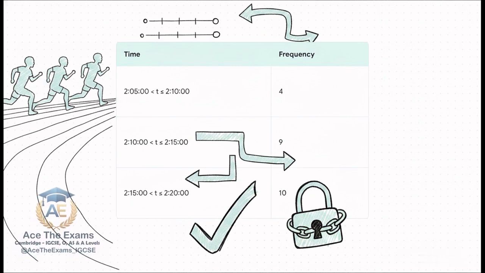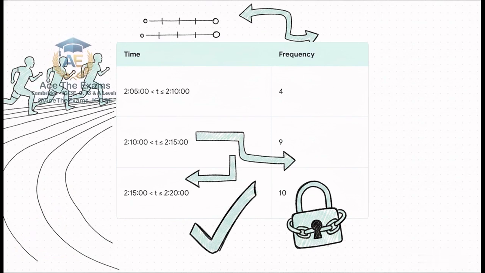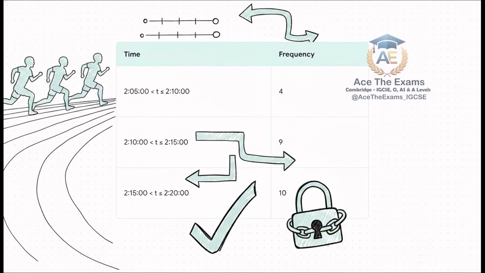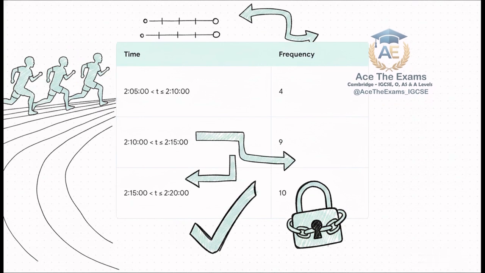Think about it. If a runner finishes at exactly the 2:10:00 mark, they fall neatly into that first group, not the second one, because the second group requires a time greater than 2:10:00. It's a perfect airtight sorting system that ensures no data point gets counted twice or left behind.